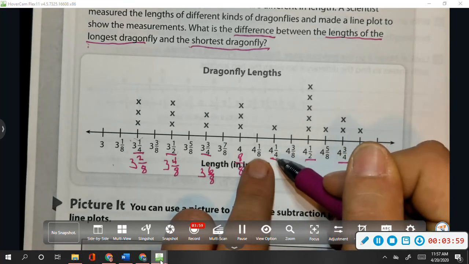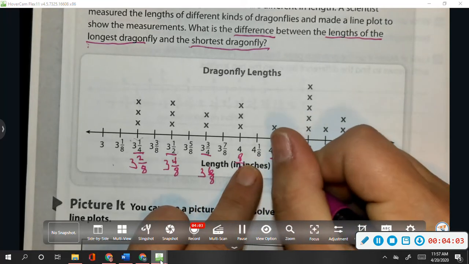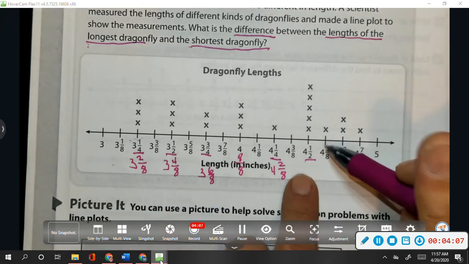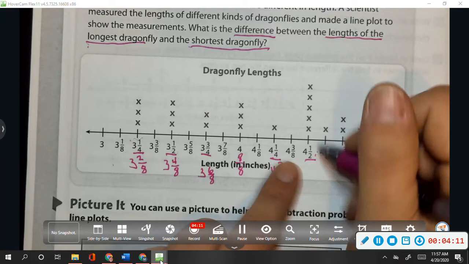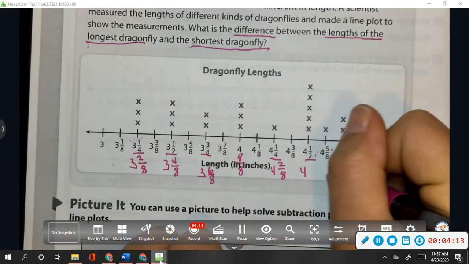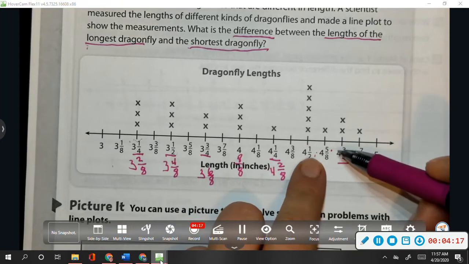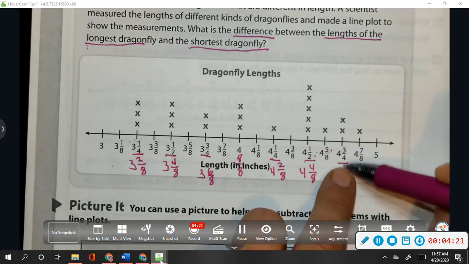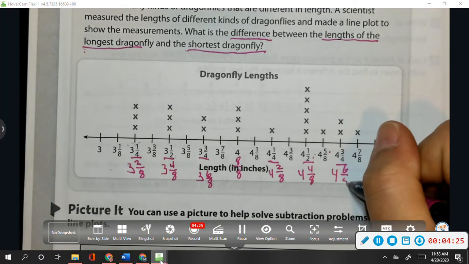So this must be 1, 2, 3. 4 and 2/8. There's 3, and then we have 5, so this must be 4 and 4/8. We have 4 and 5/8, and then 4 and 7/8 over here, so this must be 4 and 6/8.